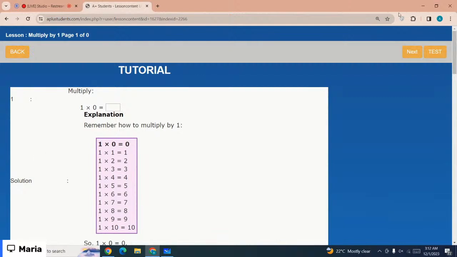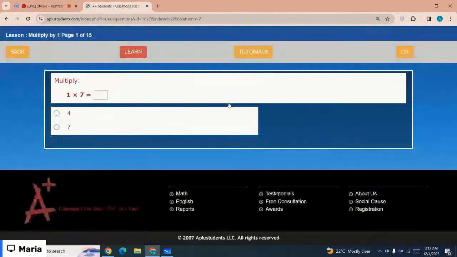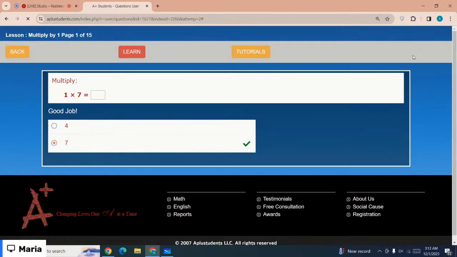Let's just start with the test questions. Okay, multiply 1 times 7 equals. Very good. 1 times 7 equals 7. That means if you multiply 1 with any number, the answer is exactly the same number, right?